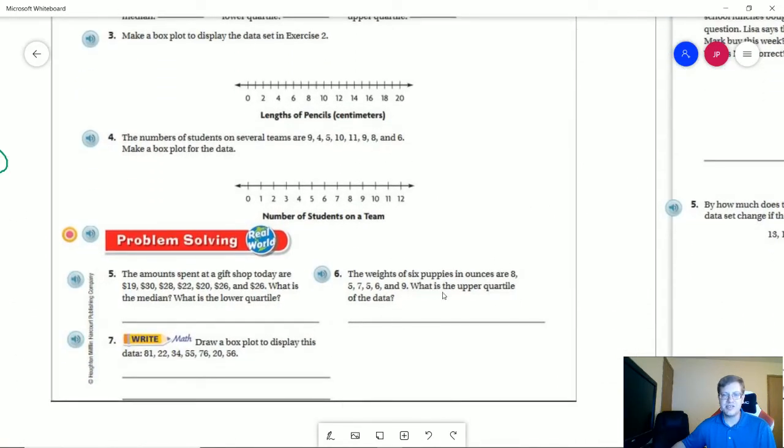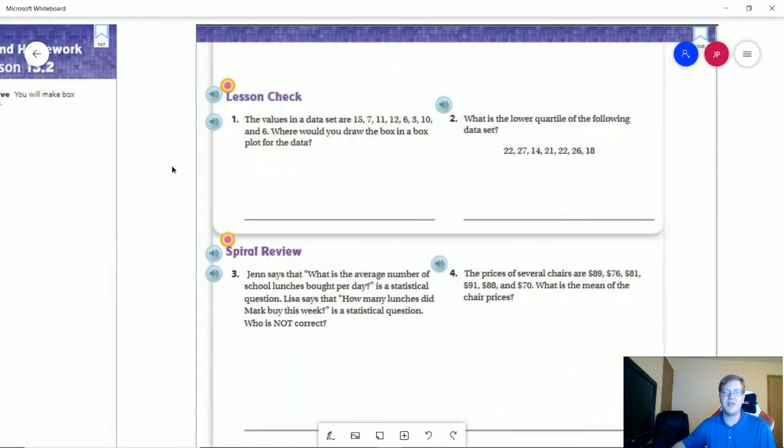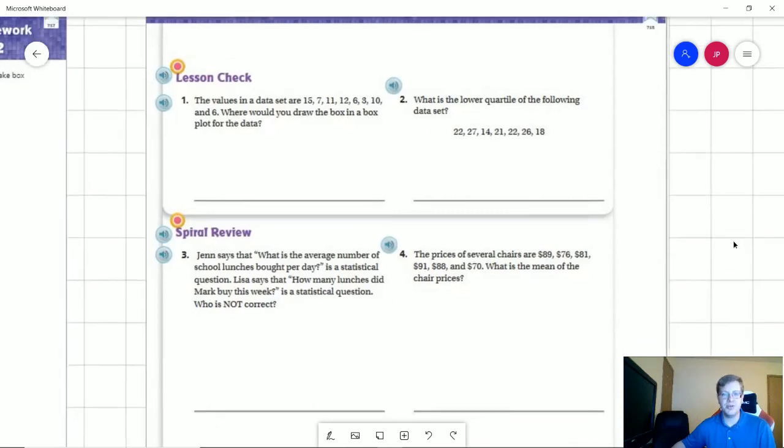Number 6 is just asking for the value of the upper quartile, and for number 1 and number 2 on the back, again, we would talk about where we would draw the box. So the box is going to go between the lower quartile and the upper quartile, so I would expect that you give me the numbers that match both of those, and then that would be the representation of how the box would go. It would go from this number to this number. And then for number 2, give the lower quartile.